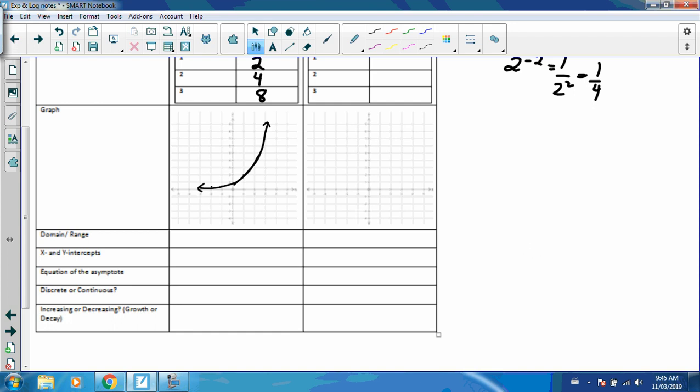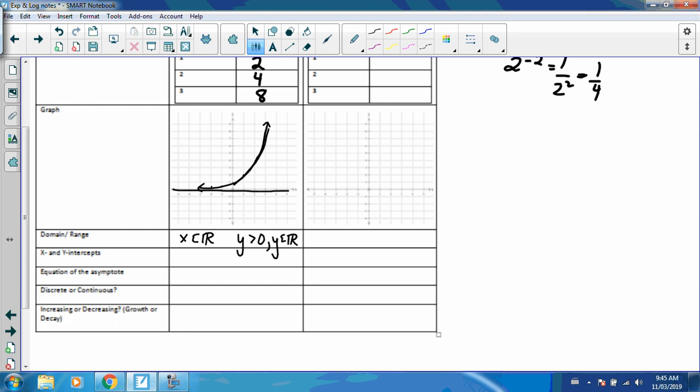Domain and range: x is an element of real numbers. x can be anything. You can see that this is going upwards and to the right, and then downwards and to the left, getting ever closer to our x-axis, but never actually touching it. So y is greater than 0, and y is an element of real numbers.